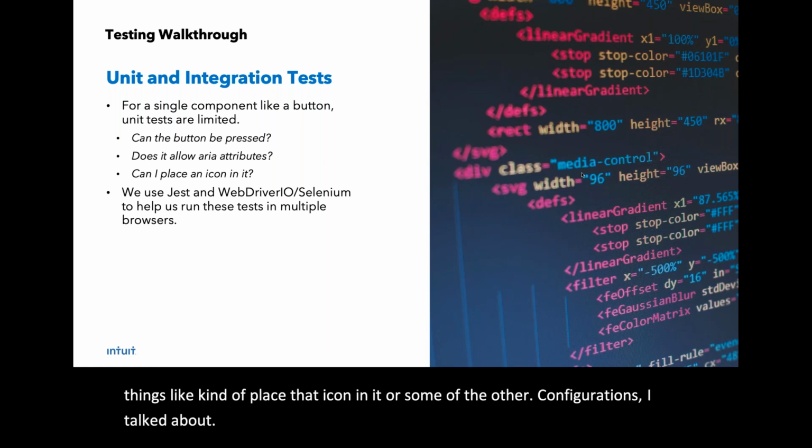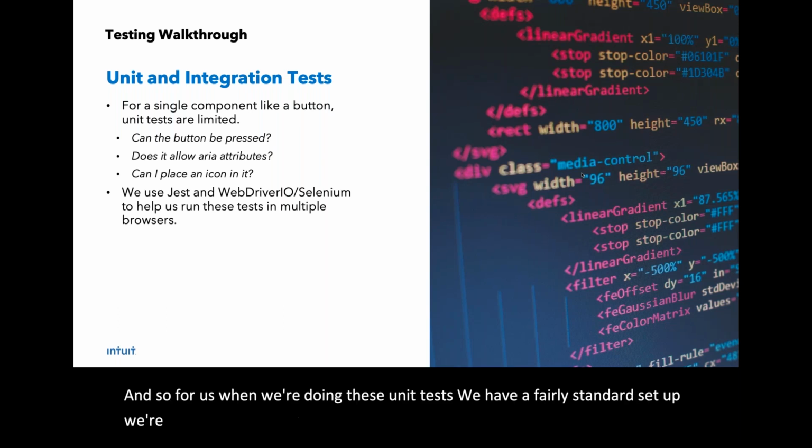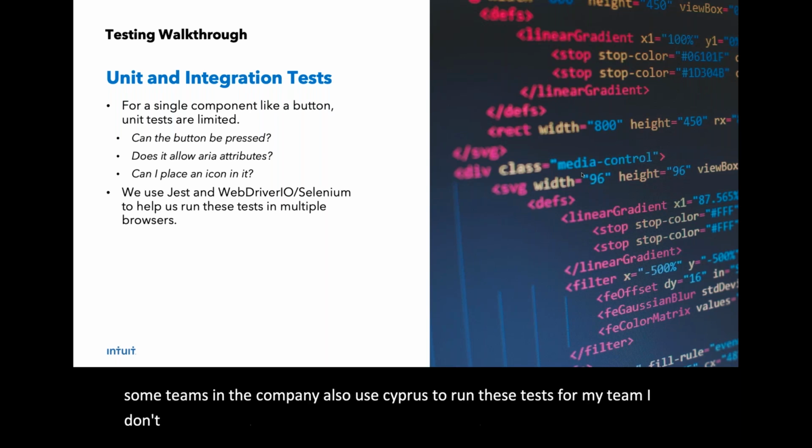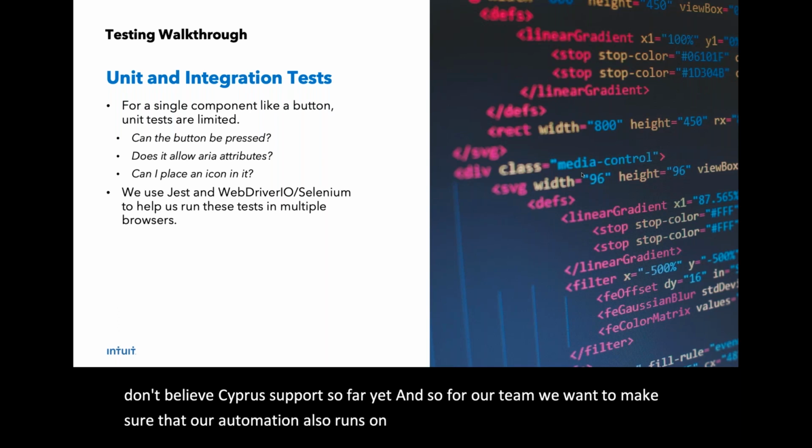And so for us, when we're doing these unit tests, we have a fairly standard setup. We're using the Jest test runner, and we use a lot of WebDriver IO or Selenium. Some teams in the company also use Cypress to run these tests. For my team, I don't believe Cypress supports Safari yet. And so for our team, we want to make sure that our automation also runs on Safari, since we have so many users on iOS, and we want to make sure that everything works well there.